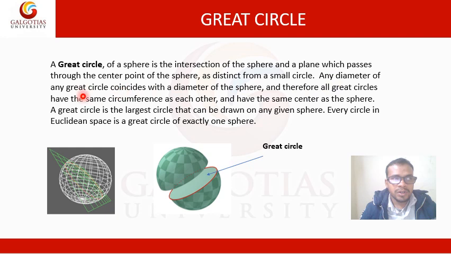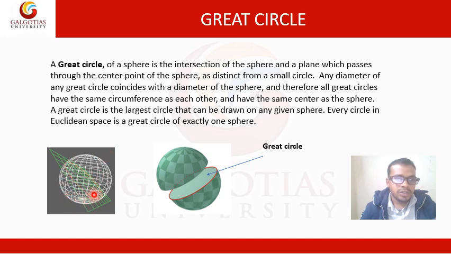Any diameter of any great circle coincides with the diameter of the sphere, and therefore all the great circles have the same circumference as each other and have the same center as the sphere. A great circle is the largest circle that can be drawn on any given sphere. Every circle in Euclidean space is a great circle of exactly one sphere.